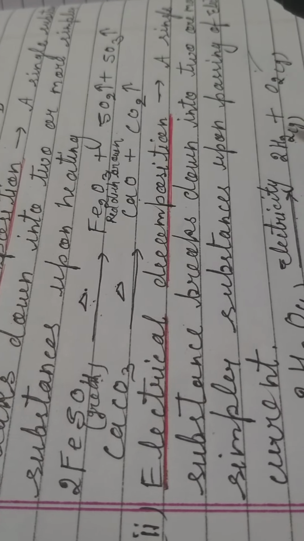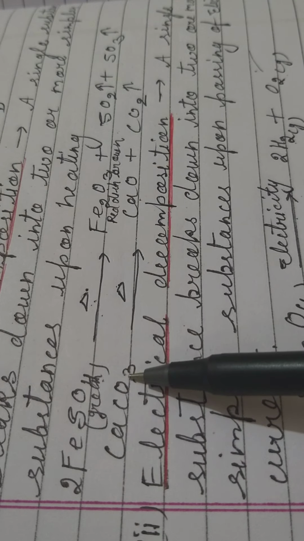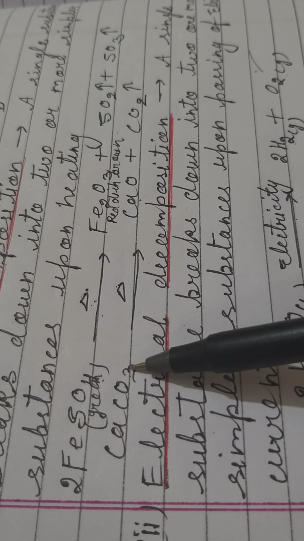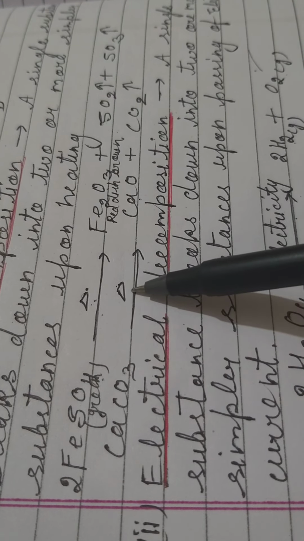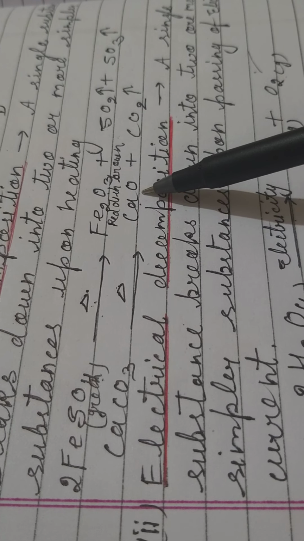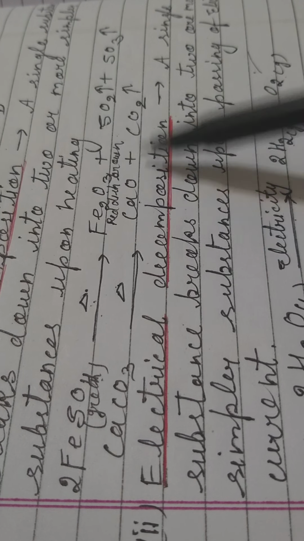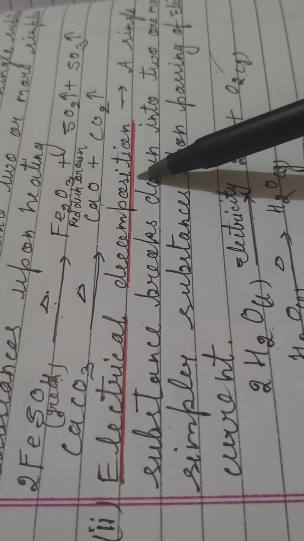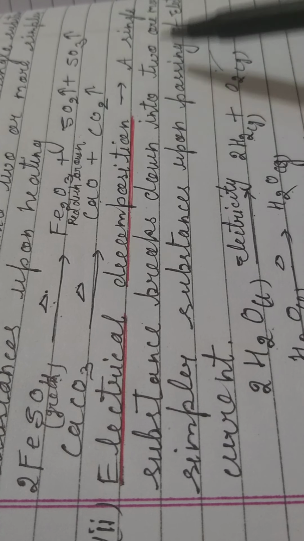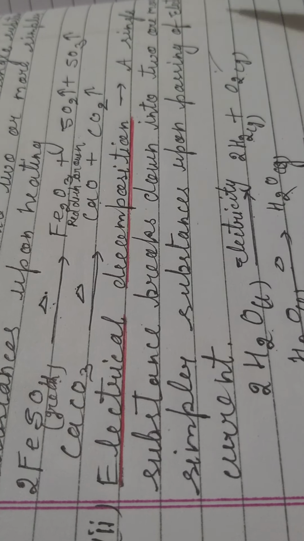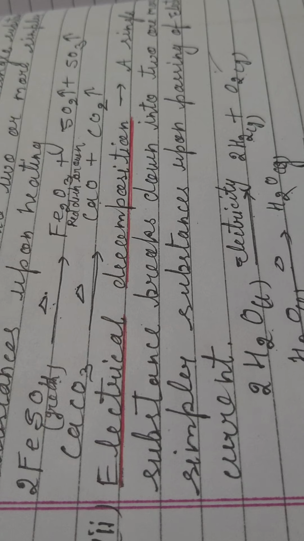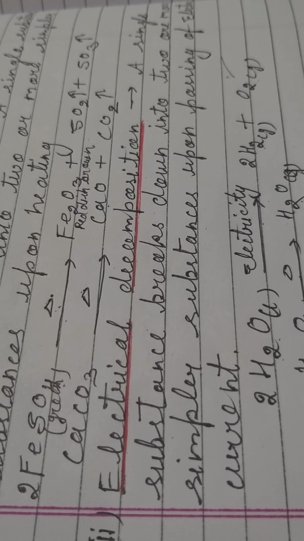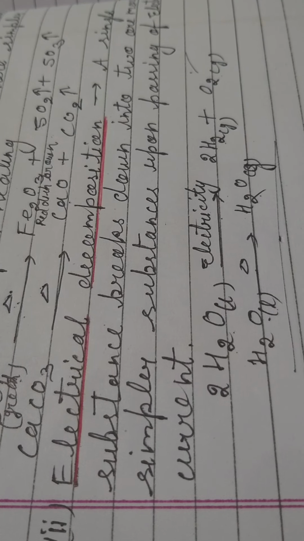The next example of thermal decomposition is calcium carbonate, which we call marble chips, where upon heating it converts into quicklime, CaO, and CO2 gas escapes out. Okay, so the next type of decomposition is electrical decomposition. A single substance breaks down into two or more simpler substances upon passing of electricity; that we call electrical decomposition.